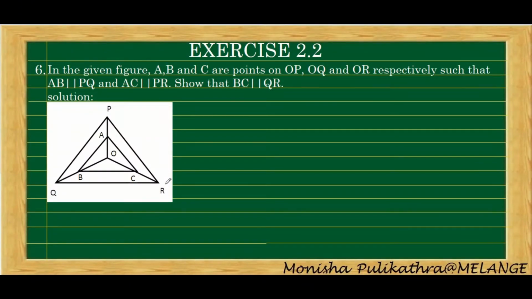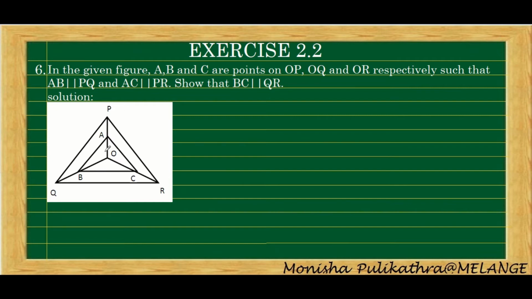Let us move on to the sixth question of exercise 2.2. In my previous video, I had completed from 1 to 5. So this is the sixth question. In the given figure, A, B, C are the points on OP, OQ and OR respectively, such that AB is parallel to PQ and AC is parallel to PR. Here we need to prove that BC is parallel to QR. So this is the thing we need to prove here.